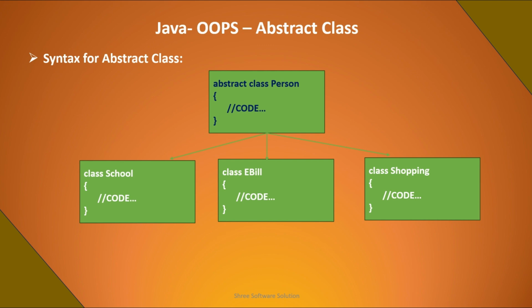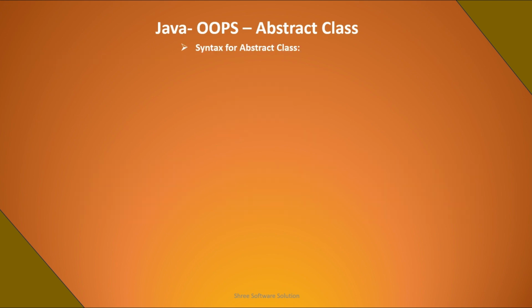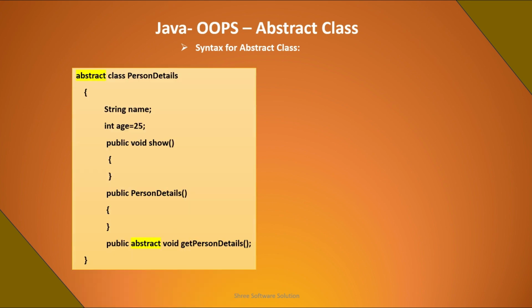Okay, so how to write the syntax in abstract class, and what code we are going to write inside the abstract class, everything we'll see here. First, syntax for the abstract class and subclass. This is the abstract class I created, and using the abstract keyword we need to create it, that I highlighted here.